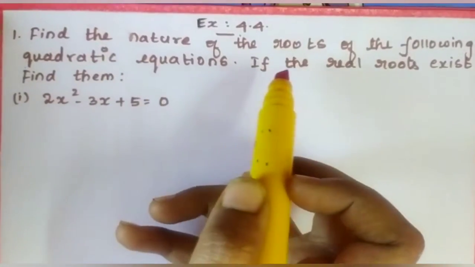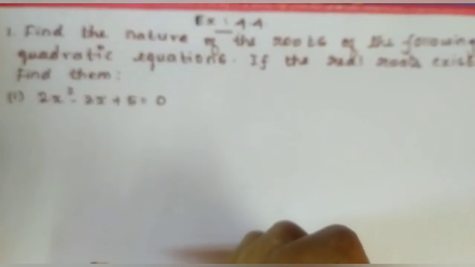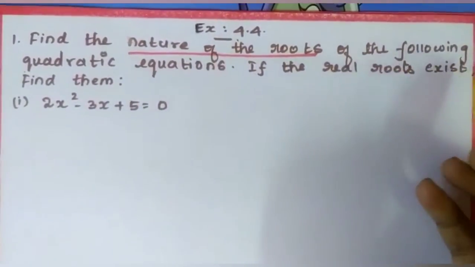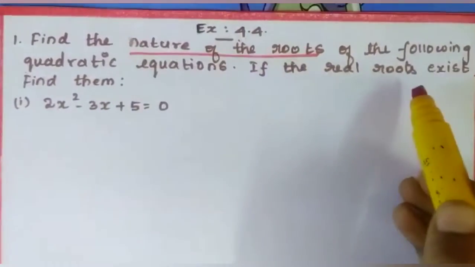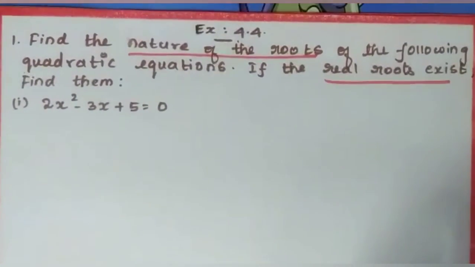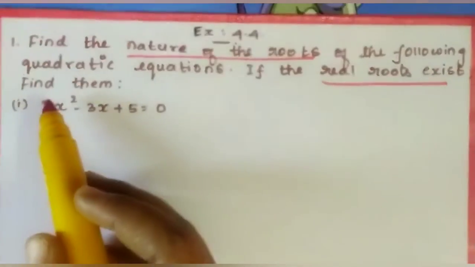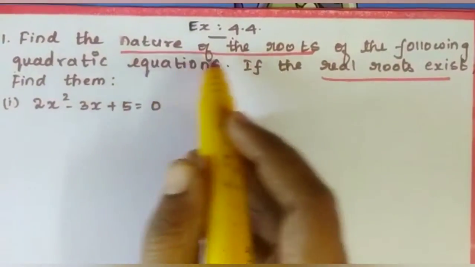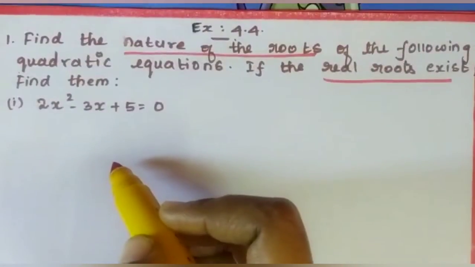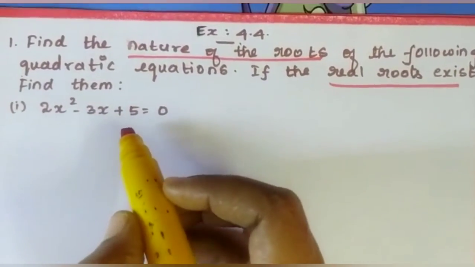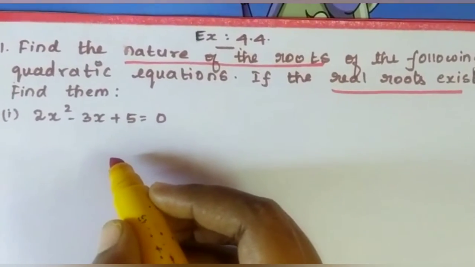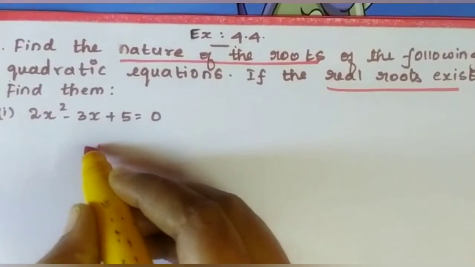Today we are going to see exercise 4.4, first problem. Find the nature of the roots of the following quadratic equations. If real roots exist, then you have to find the value of x. Clear? First, to find the nature of the roots, which formula do we have to apply? Discriminant. First you have to find the discriminant.